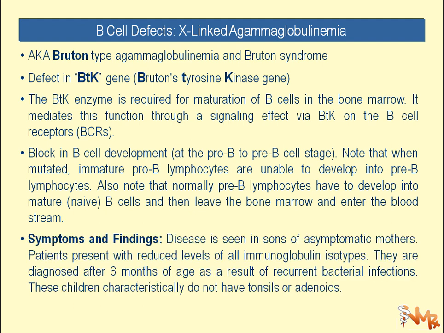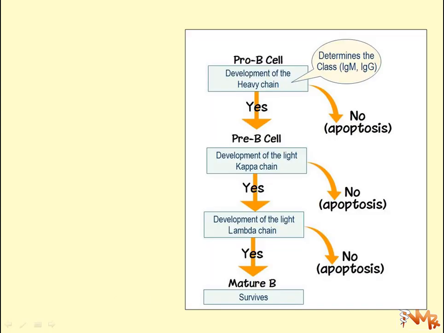What types of symptoms and findings do you see in these patients? The disease is seen in sons of asymptomatic mothers. Patients present with reduced levels of all immunoglobulin isotypes. They are diagnosed after 6 months of age as a result of recurrent bacterial infections. These children characteristically do not have tonsils or adenoids. Look at this information. To just refresh your memory, I've already presented this picture to you before.